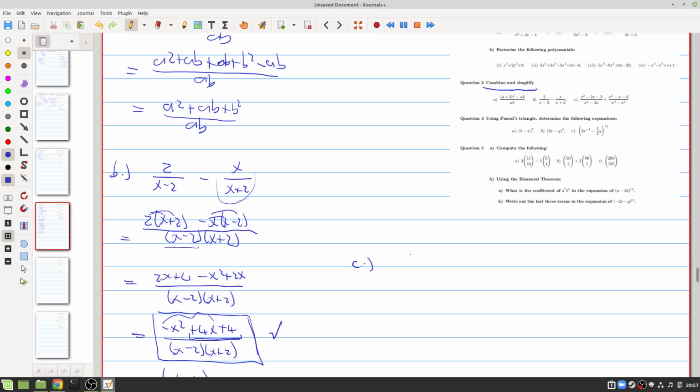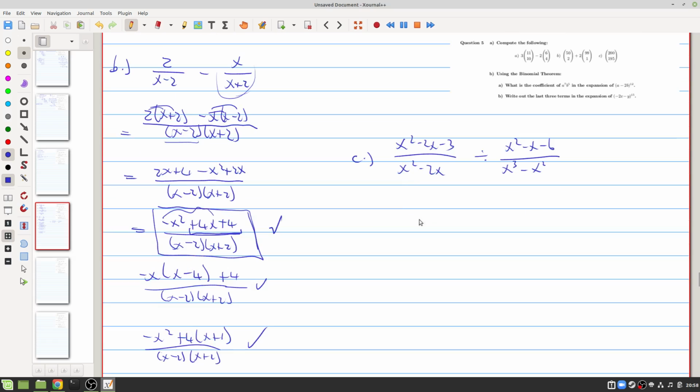So here we have (x squared minus 2x minus 3) over (x squared minus 2x) divided by (x squared minus x minus 6) over (x cubed minus x squared). Okay, so again, let's factorize everything we can first. This part here we can factorize as a quadratic trinomial. That's going to be (x minus 3) and (x plus 1).